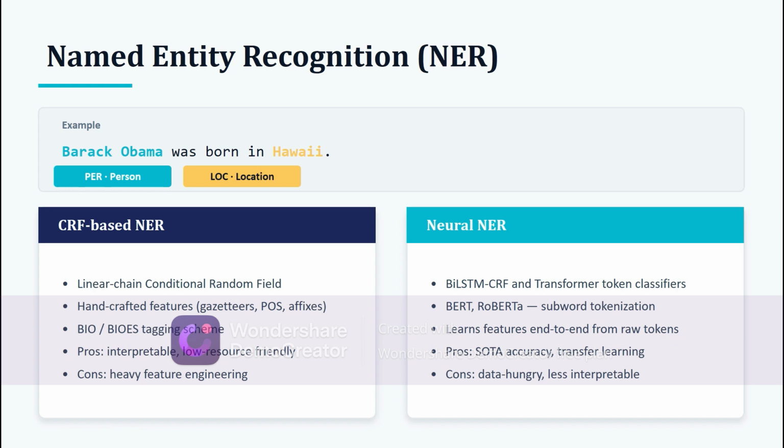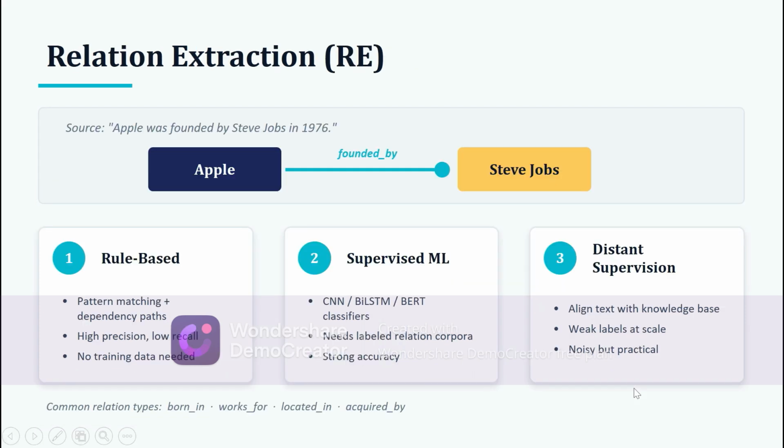Today, though, the state of the art is neural. BiLSTM-CRF was the first big jump, and modern systems fine-tune BERT or RoBERTa as token classifiers. They learn features end-to-end from raw text and transfer beautifully across domains, but they are data hungry and harder to interpret.